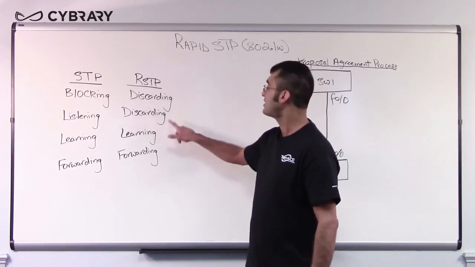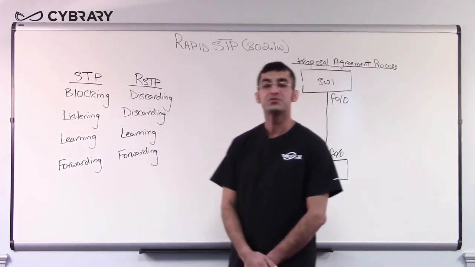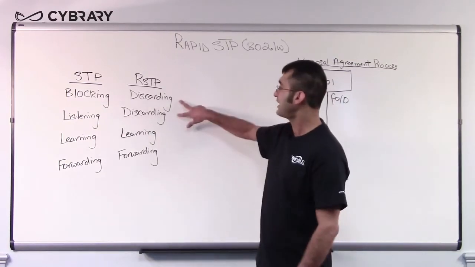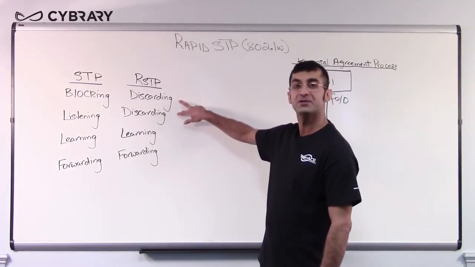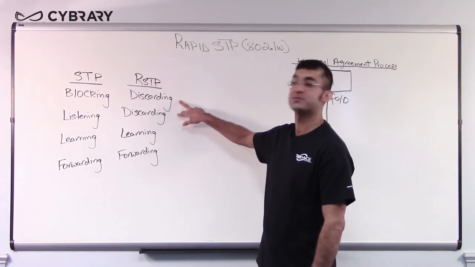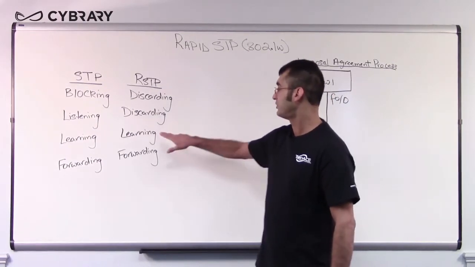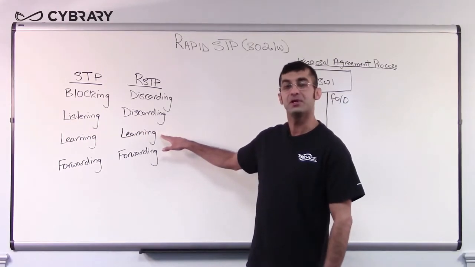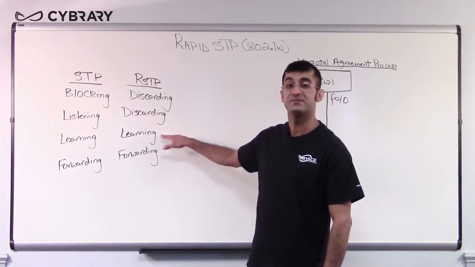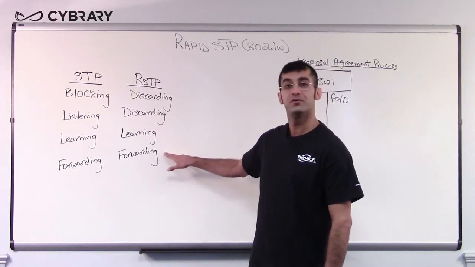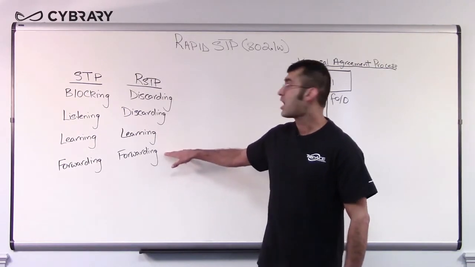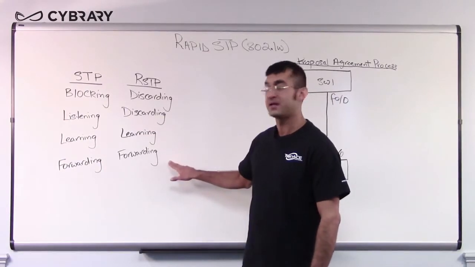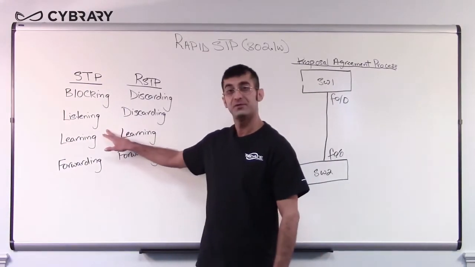Now, these states are named after what the switch is doing to user data. So, of course, in the discarding state, Rapid Spanning Tree will simply discard user frames. Then you go into the learning state, where you're learning your MAC addresses and populating your MAC address table exactly like Spanning Tree, and then you go into the forwarding state. However, this succession of state changes happens quicker in Rapid Spanning Tree than it does in Spanning Tree.